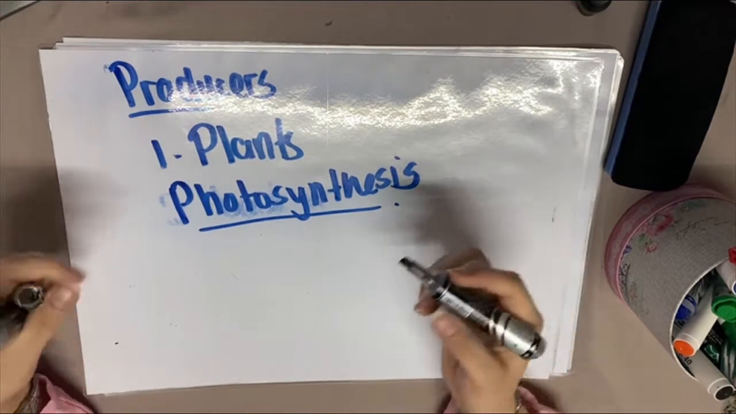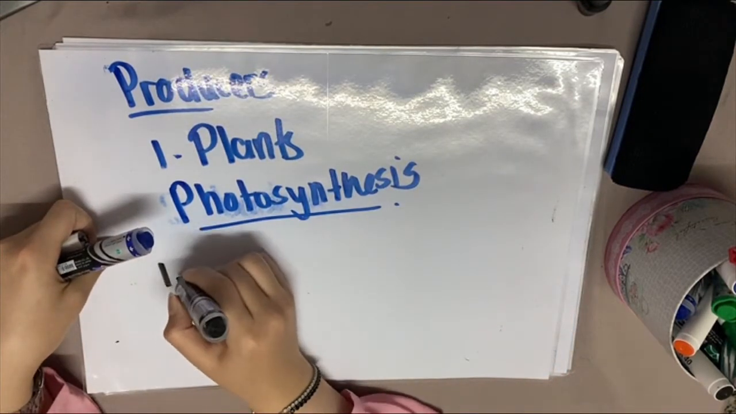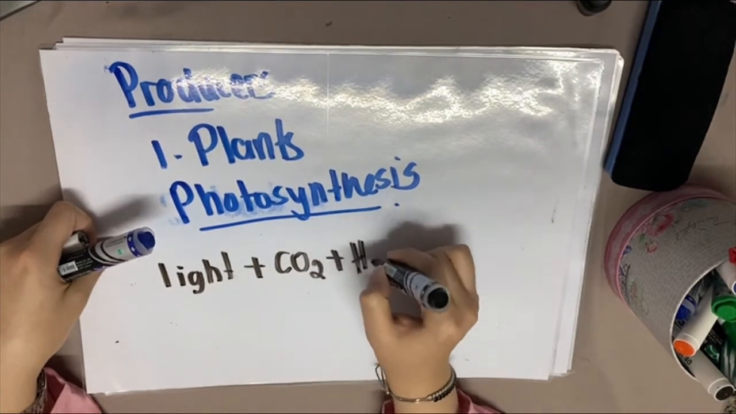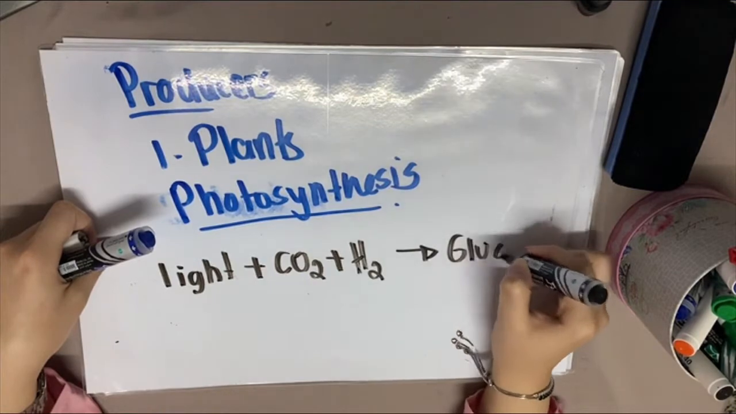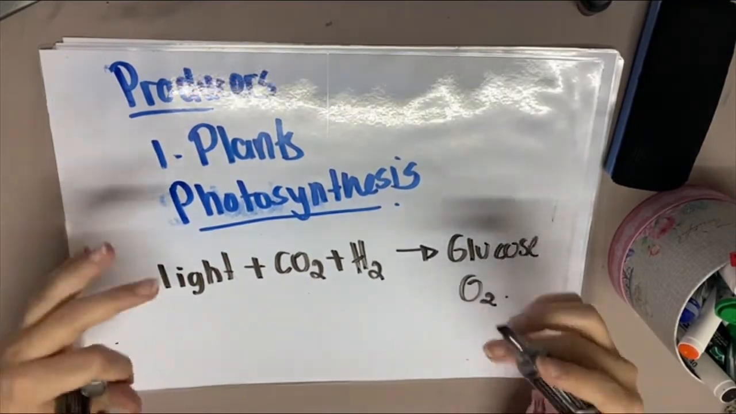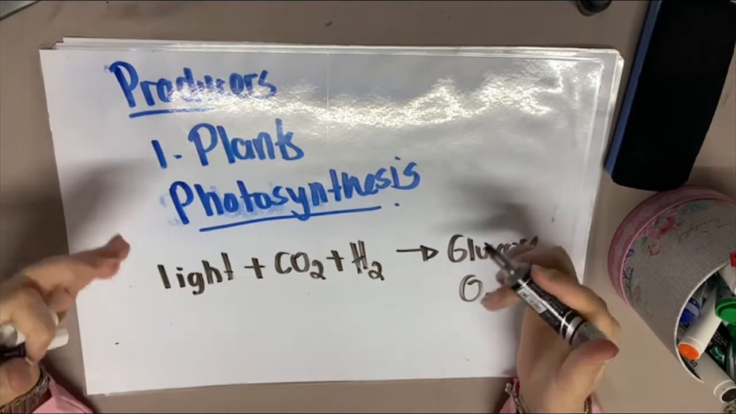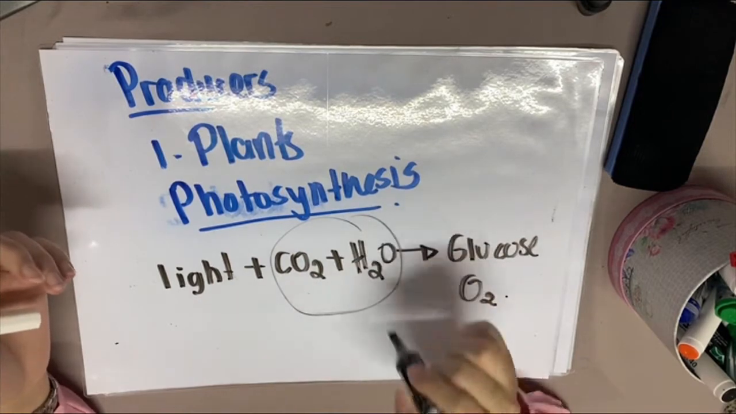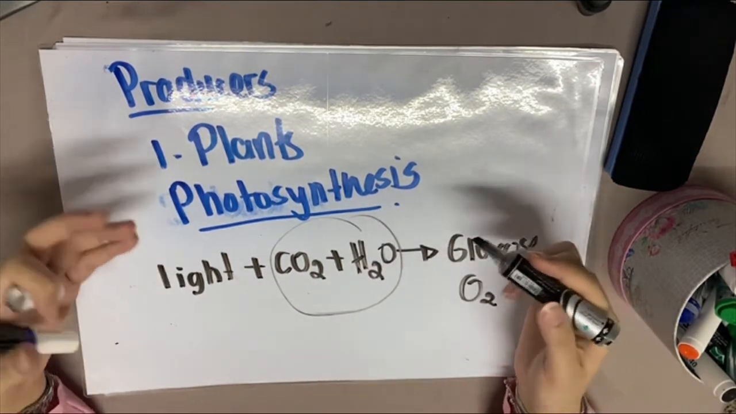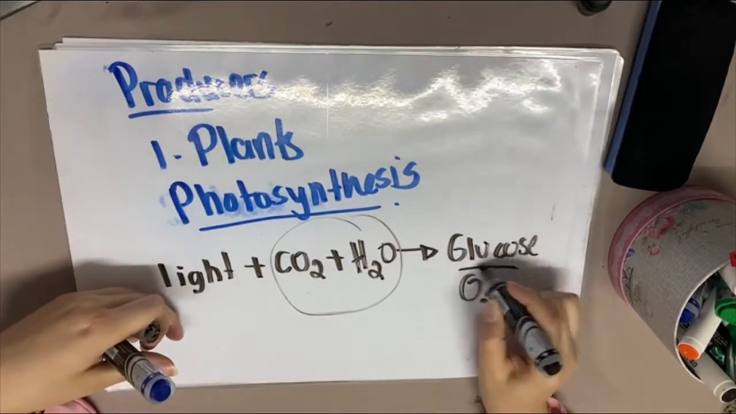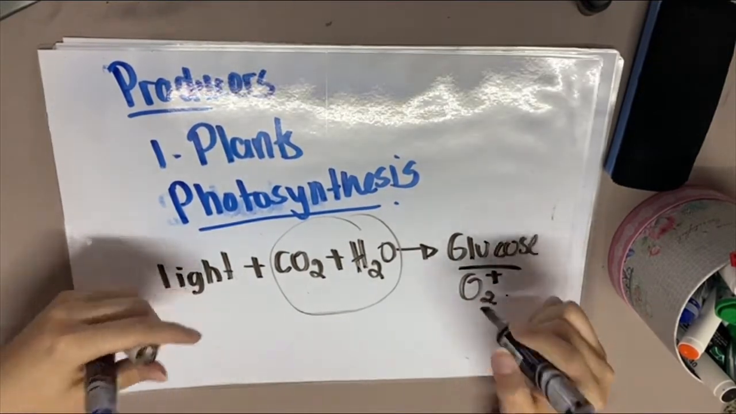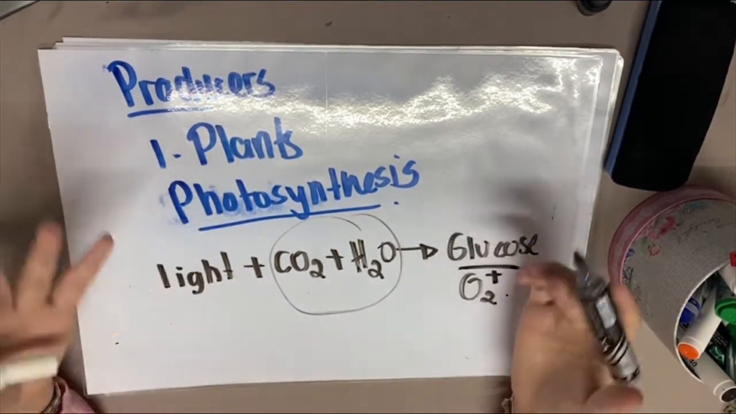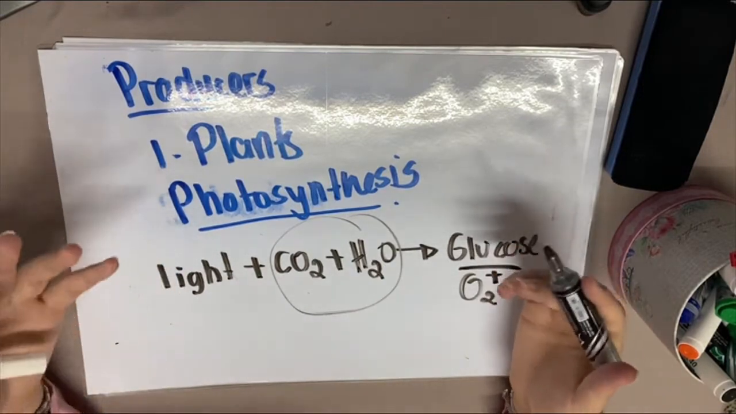So, plants produce their food by absorbing sunlight and carbon dioxide and water to give off glucose and oxygen. This is the chemical formula for photosynthesis, right? So they take in sunlight that they absorb and they react it with carbon dioxide and water to produce glucose. What is glucose? Glucose is a very important thing because glucose is a sugar that all organisms on Earth need to produce energy. And they produce oxygen as a waste product.